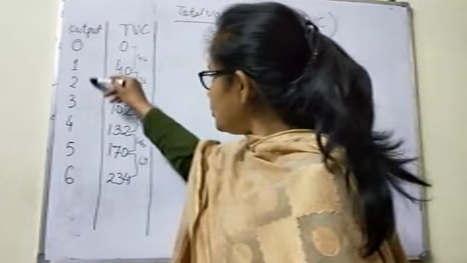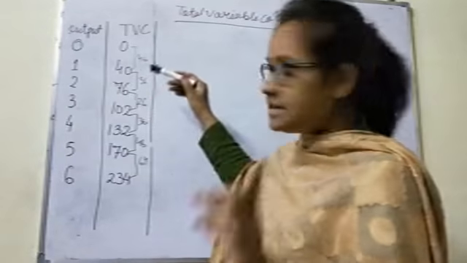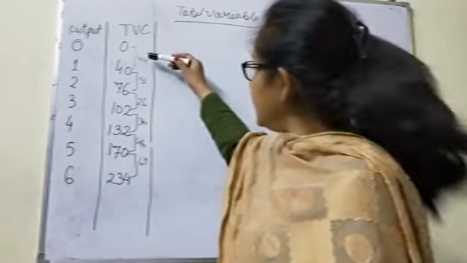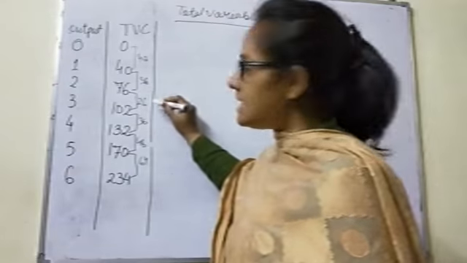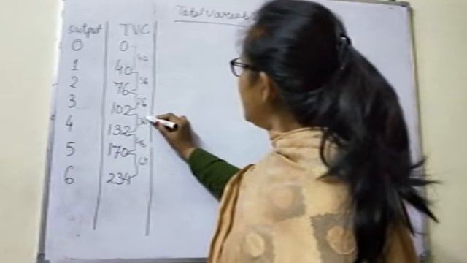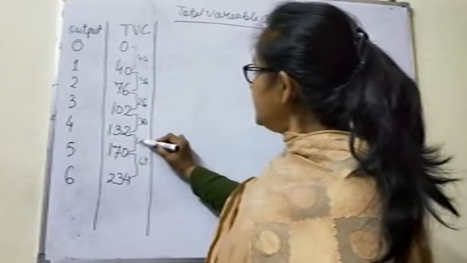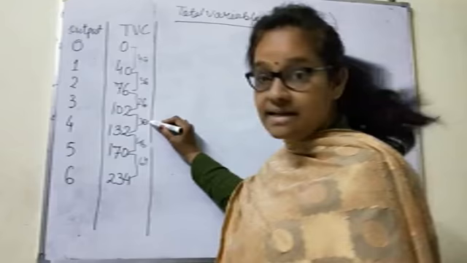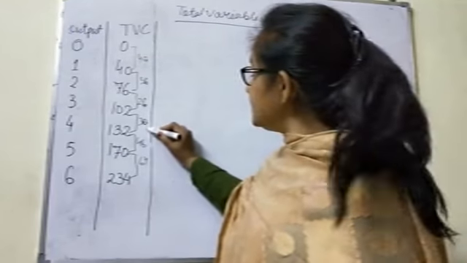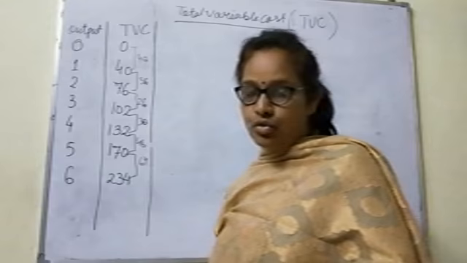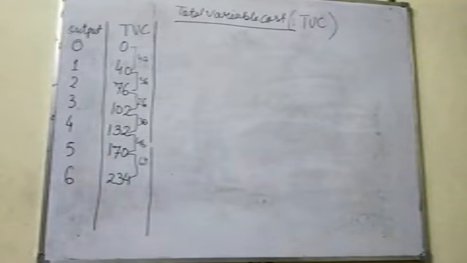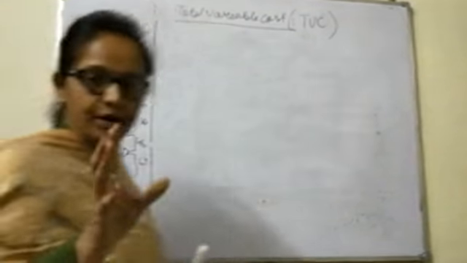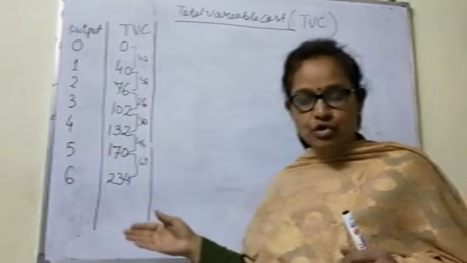Now you see, the output is increasing, TVC is increasing, but TVC first is increasing in decreasing rate. Here it was increasing by 40, then now it is increasing by 36, then it is increasing by 26, okay, then it is increasing by 30, then by 40. Now you see, after 26, it is increasing, but it is increasing in increasing rate. Okay, so that is the behavior of TVC that you people need to understand. So now, I think you people have understood what actually I was saying to you people.